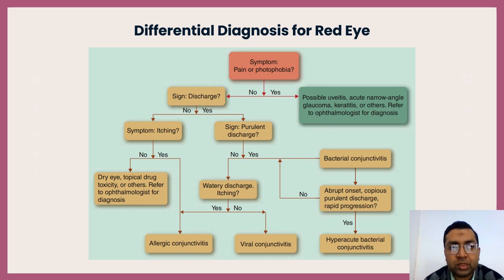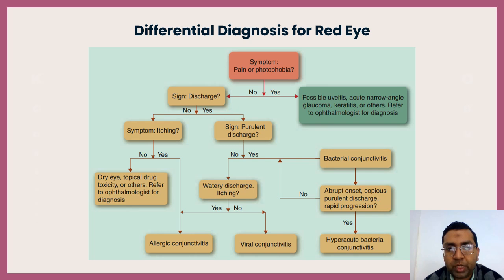Then diagnosis. For red eye, the symptom is checked: is pain or photophobia present? If the pain or photophobia is present, then there is a chance that it is a condition of possible uveitis, acute narrow angle glaucoma, keratitis or other, and the patient should be referred to the ophthalmologist for further diagnosis.